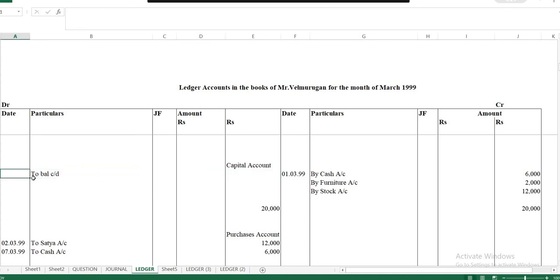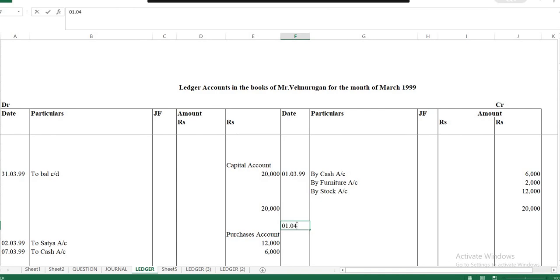When you close your accounts on 31st, that month end only you will be closing, 31st March. So if you put 20,000 over here only, this 20,000 amount will be coming. So 20,000 will be your balance carried on. So this will be taken to the next month. So how do you have to write it now for the next month?